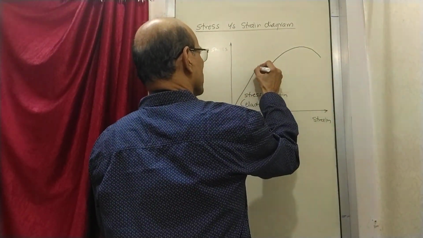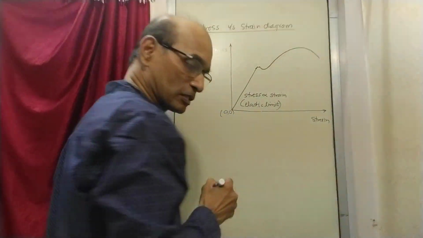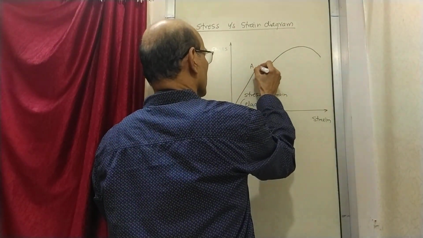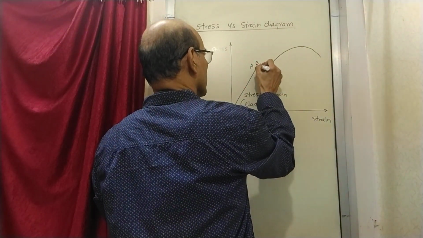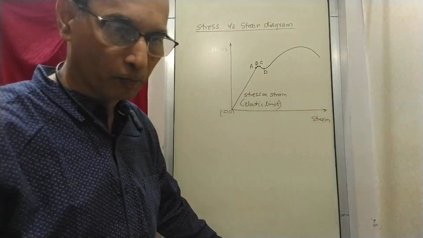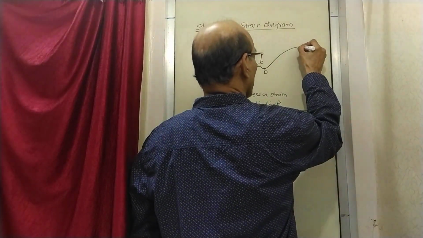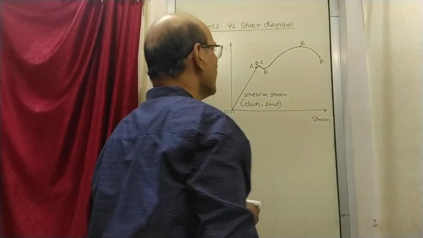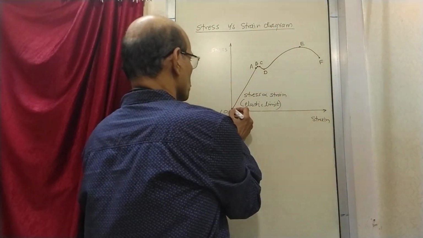There are certain points here. They are very close. I am just going to name these points: A, B, C, D. A, this is B, this is C, this lowest point is D. Then there are some more points, E and F. This is the highest point, that is E, and this is the point which is F. And this is of course O.